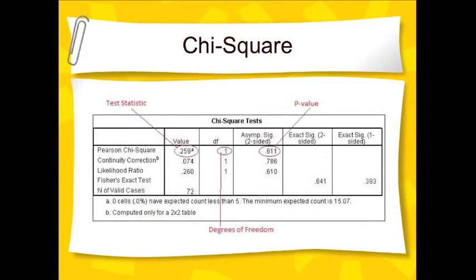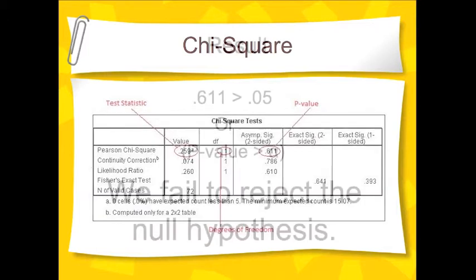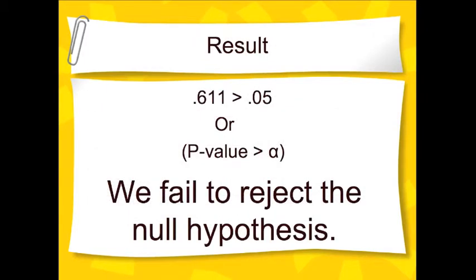When we went to SPSS, our test statistic, found under Pearson's chi-square value, is 0.259. There is 1 degree of freedom since this is a probability test, and our p-value, found under asymptotic significance two-sided, is 0.611. We used a 0.05 level of significance, and 0.611 is greater than 0.05, or in other words, the p-value is greater than alpha. Therefore, we fail to reject the null hypothesis.